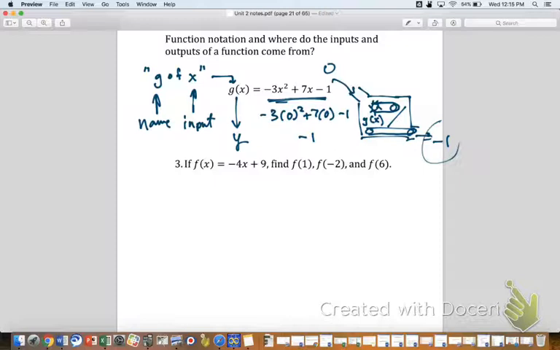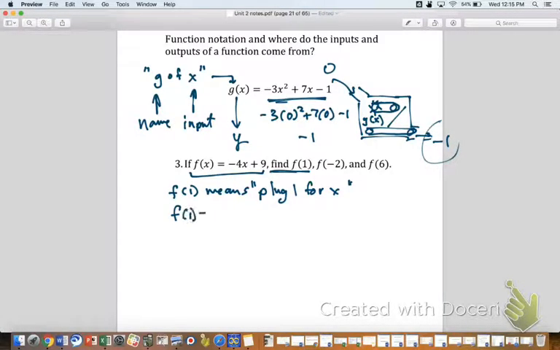If I'm supposed to use this f of x function machine, it says find f of 1. Here's what f of 1 means: plug in 1 for x. Wherever you see an x, you put a 1. So f of 1 equals negative 4 times 1 plus 9. Notice how I just replaced the x with a 1. That's all I've got to do. Negative 4 times 1 is negative 4, and negative 4 plus 9 is 5. So f of 1 is 5.